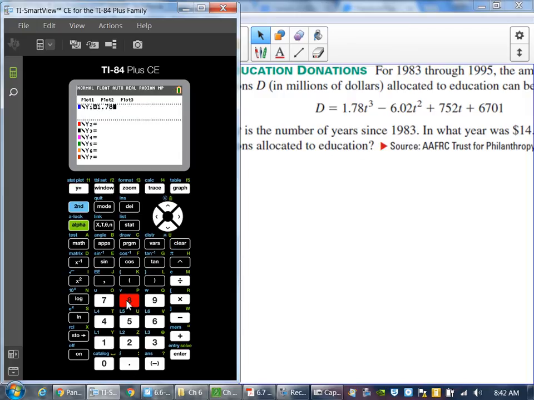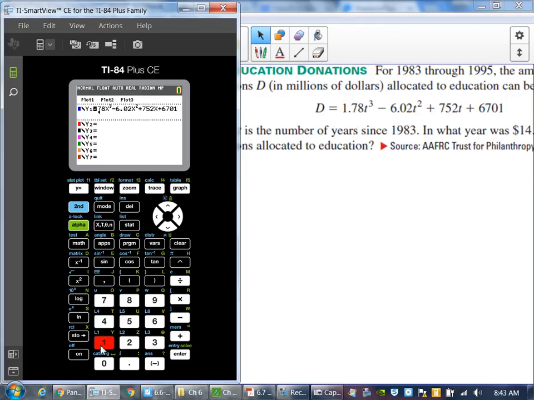1.7, get your calculator out. Yes, I can't know. Mr. Murphy, were we supposed to write down the years? I don't know. I haven't read the problem yet.